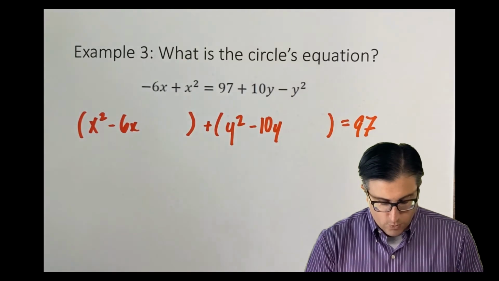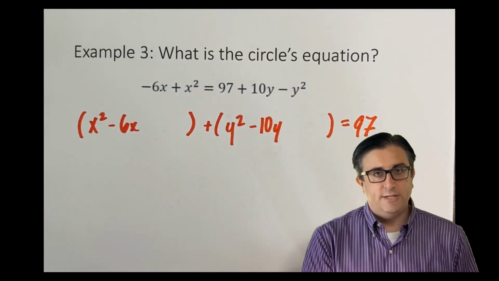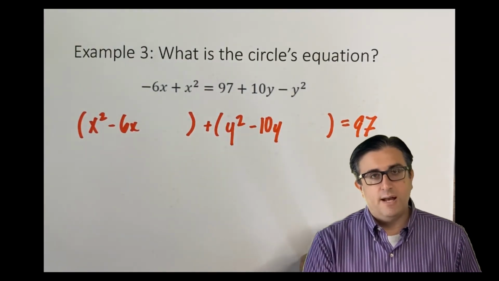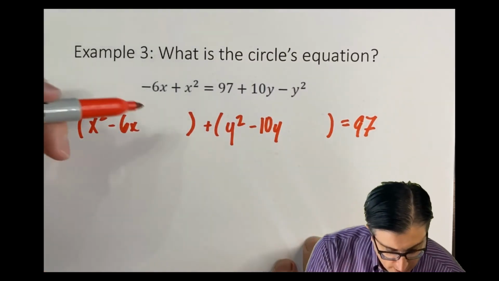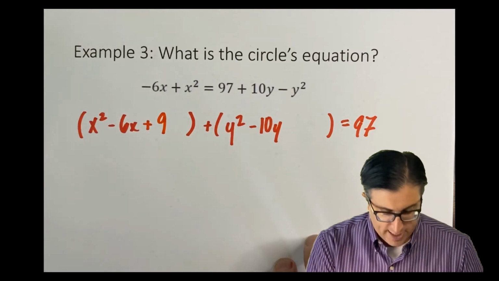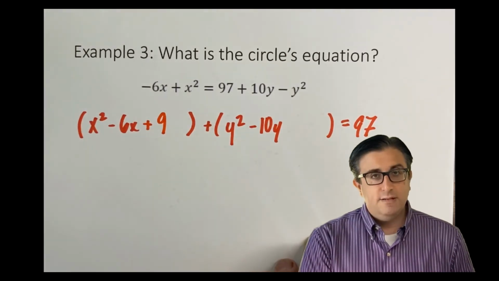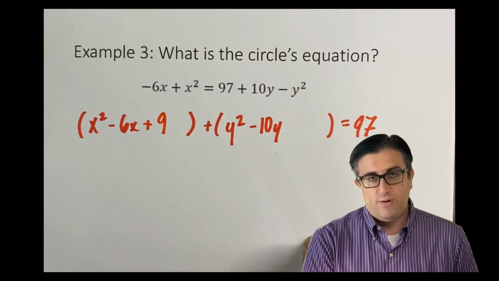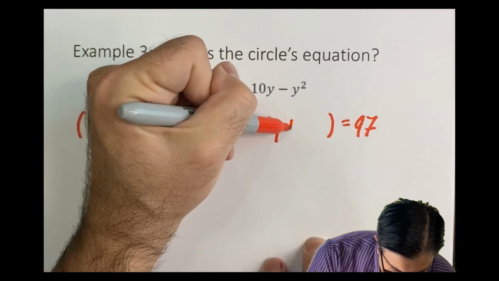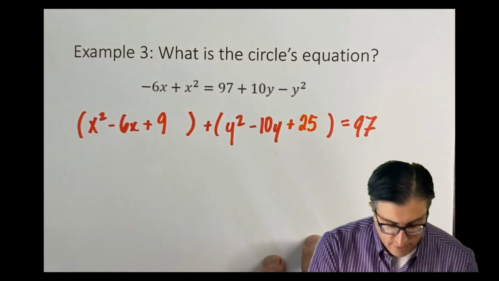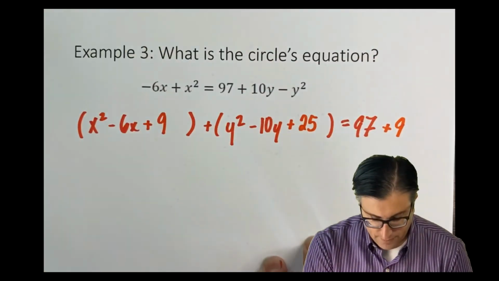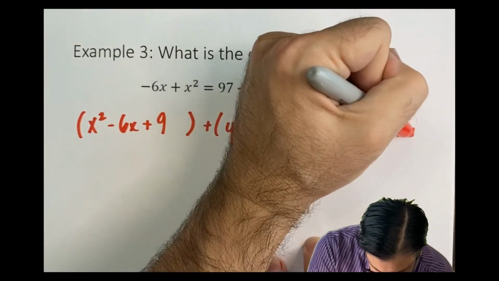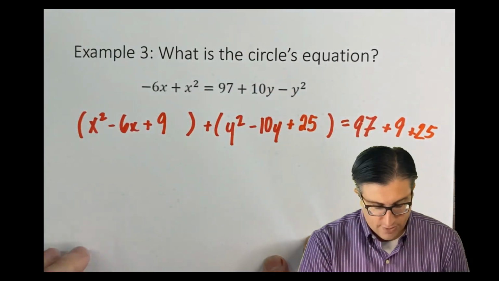Well, let's divide negative 6 by 2. Negative 6 divided by 2 is negative 3. And negative 3 squared is positive 9. Negative 10 divided by 2 is negative 5. And negative 5 squared is positive 25. If I add a 9 to one side, I add the 9 to the other. If I add the 25 to one side, I add the 25 to the other.